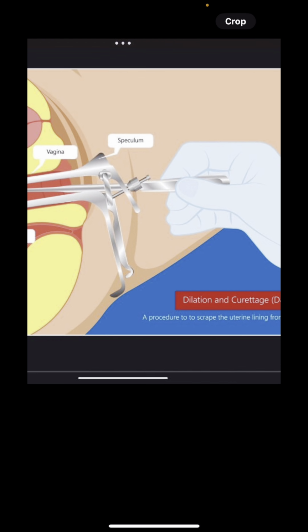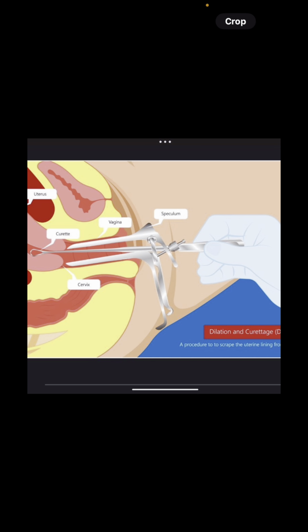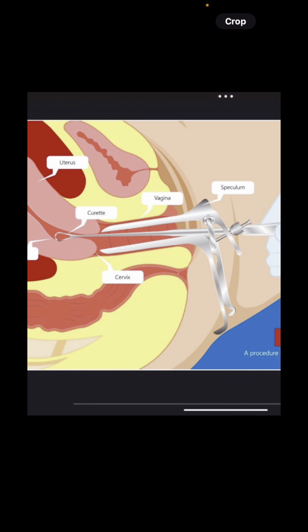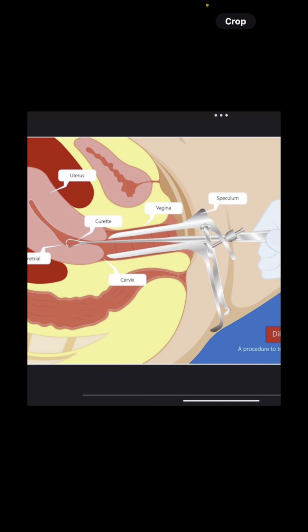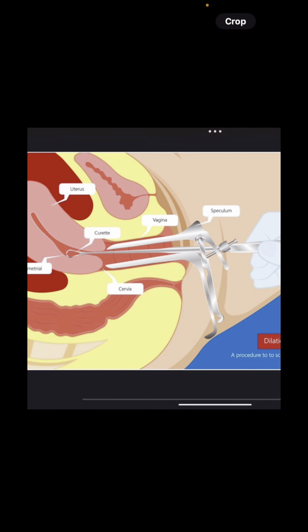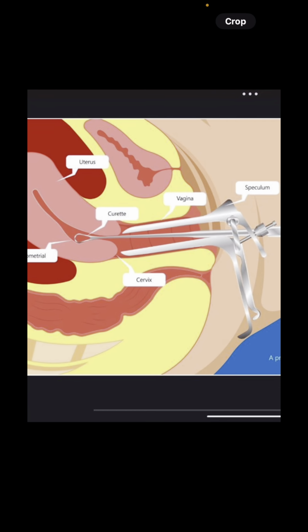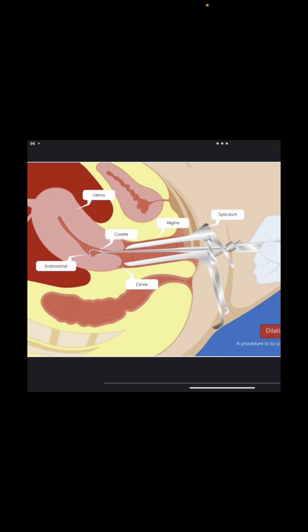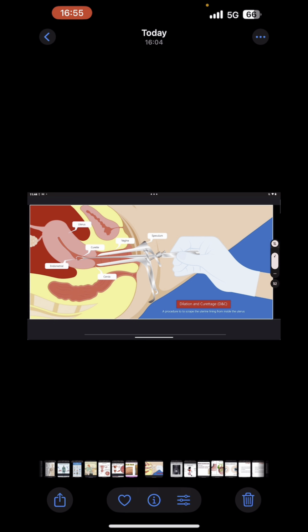Next is a photo showing dilation and curettage, in which the dilation tool, a speculum, is inserted into the vaginal opening for dilating the vaginal opening, and the curettage is used to take a biopsy of the uterus or the inner lining of the uterus. Sometimes when we suspect endometrial cancer, we take the biopsy from the uterine lining.